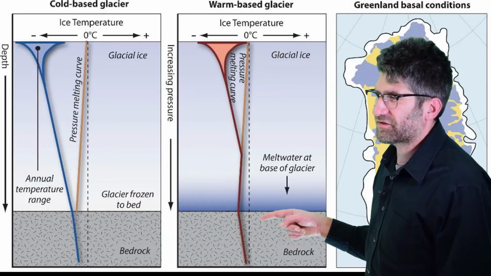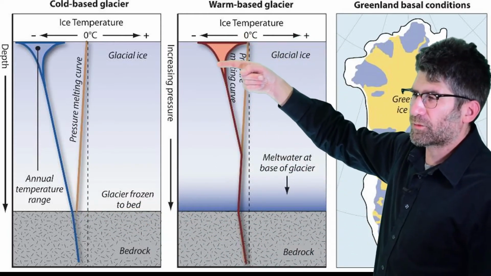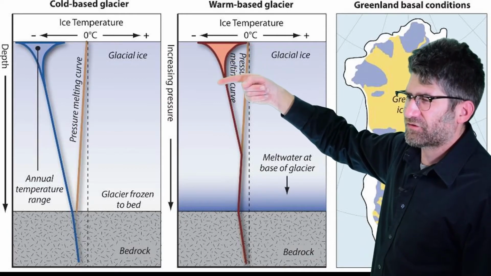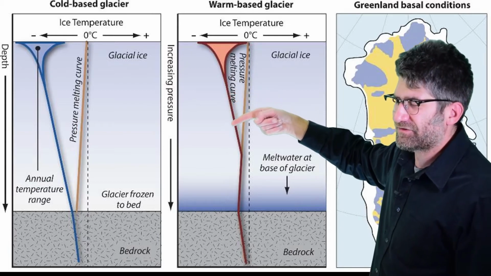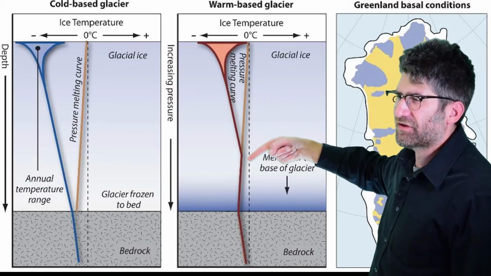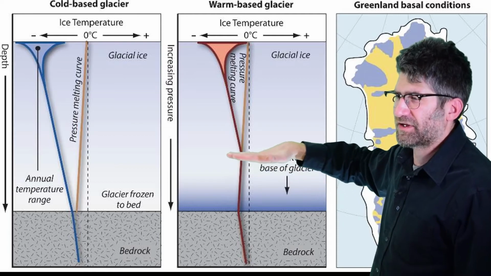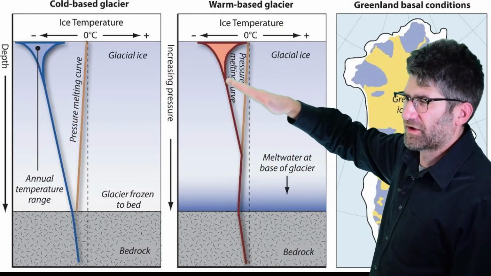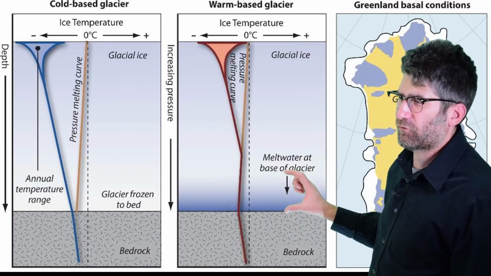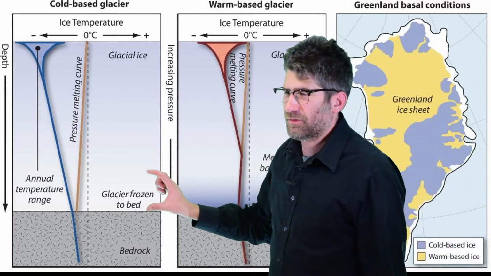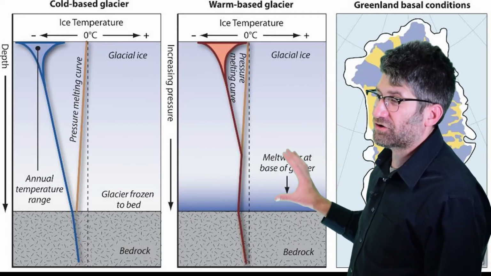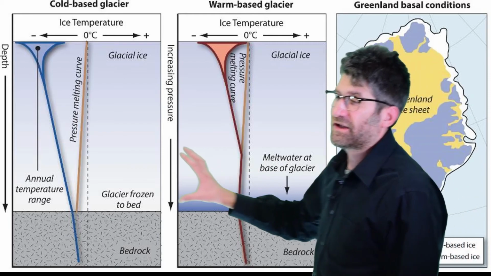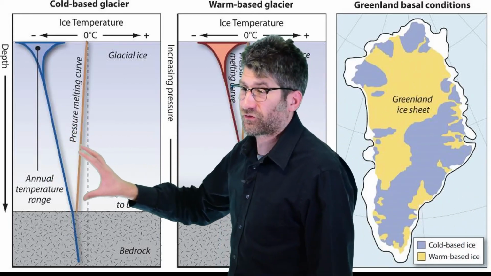But look at this example here. Here we have a warmer glacier, and in this case, as that ice gets warmer beneath the surface, it actually meets the pressure melting curve. And because of that, you end up with water at the base of the glacier. We call this a warm base glacier. And that is going to change the hydrology and the movement of the glacier, because this is more likely to slide than the cold base glacier, which is frozen to the bed.